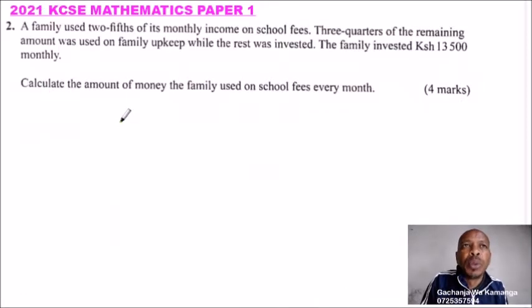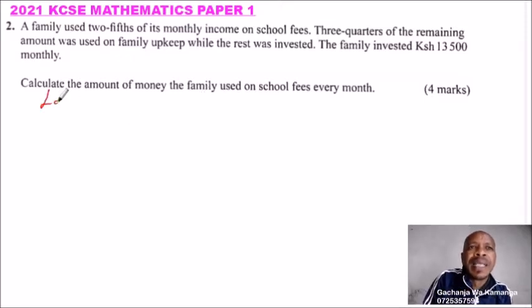Question number 2, 2021 KCSE Mathematics Paper 1. We are told a family used 2/5 of its monthly income on school fees. 3/4 of the remaining amount was used on family upkeep, while the rest was invested. The family invested 13,500 Kenyan shillings monthly. Calculate the amount of money the family used on school fees every month.